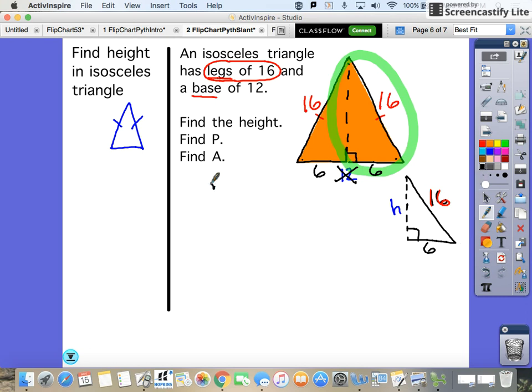So normally our Pythagorean theorem says a squared plus b squared equals c squared. What we know is a, in this case, is our height. That's what we're missing right here. b is 6, and c is 16.